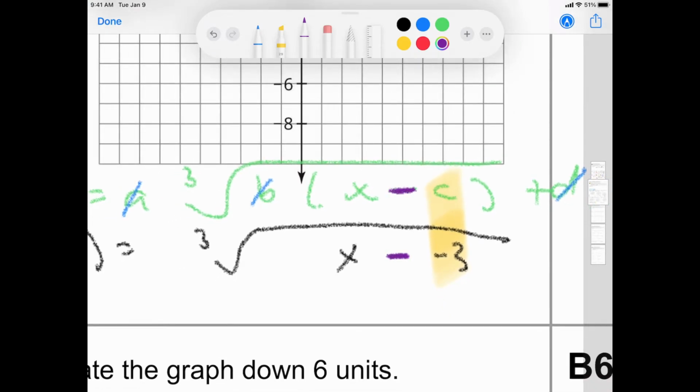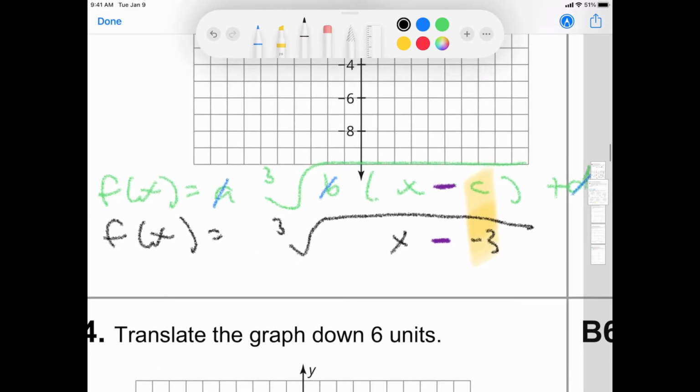You see that? Don't need a d value. So to clean that up, what's the opposite of negative 3? It is plus 3. So your answer is going to be f of x equals the cube root of x plus 3. You have to have that 3 there always. And this is my answer.